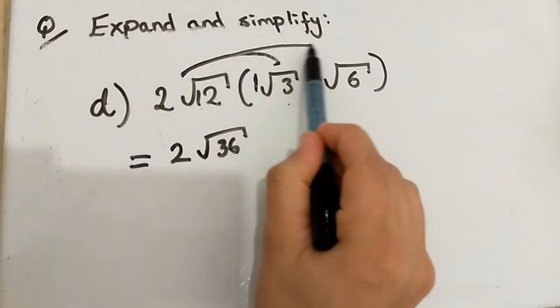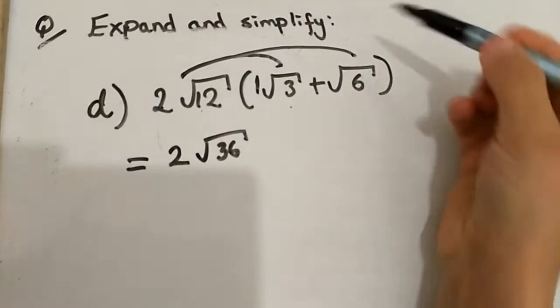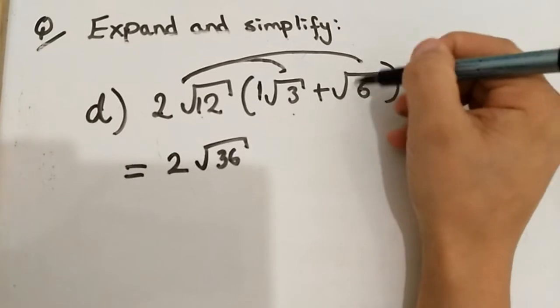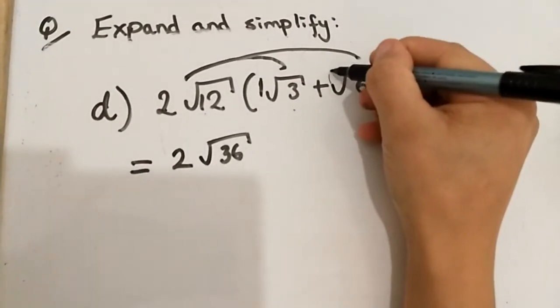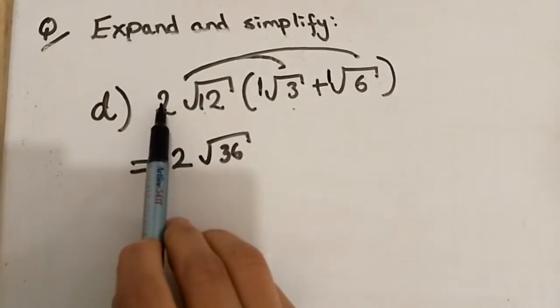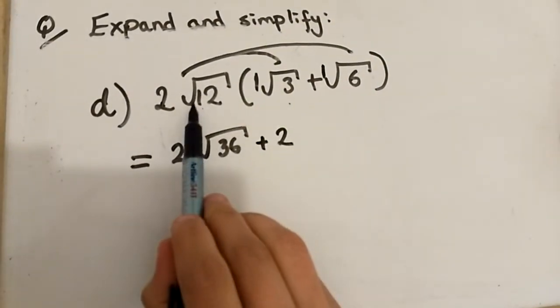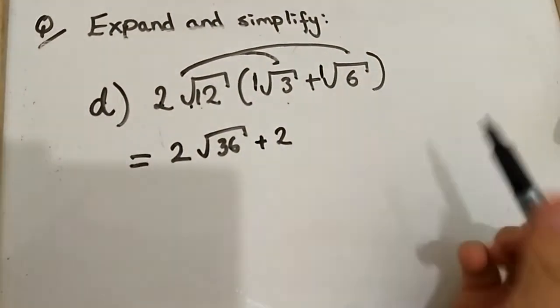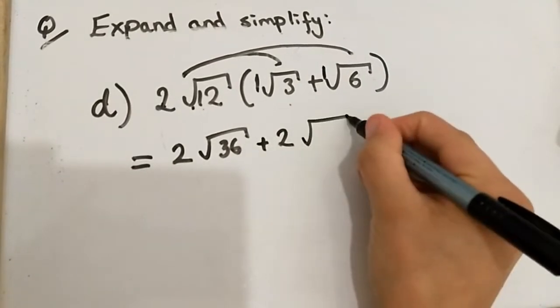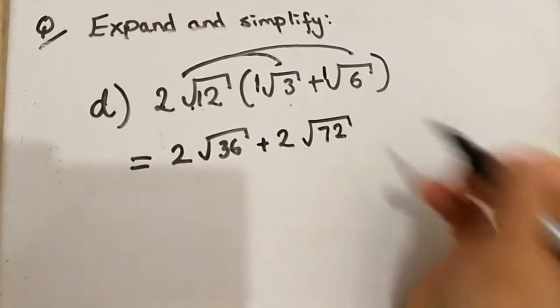2 root 12 times root 6. Again, it's the same idea. Root 6 is on its own, which means there's a 1 there. So we multiply 2 times 1 is 2. Root 12 times root 6 is root 72.